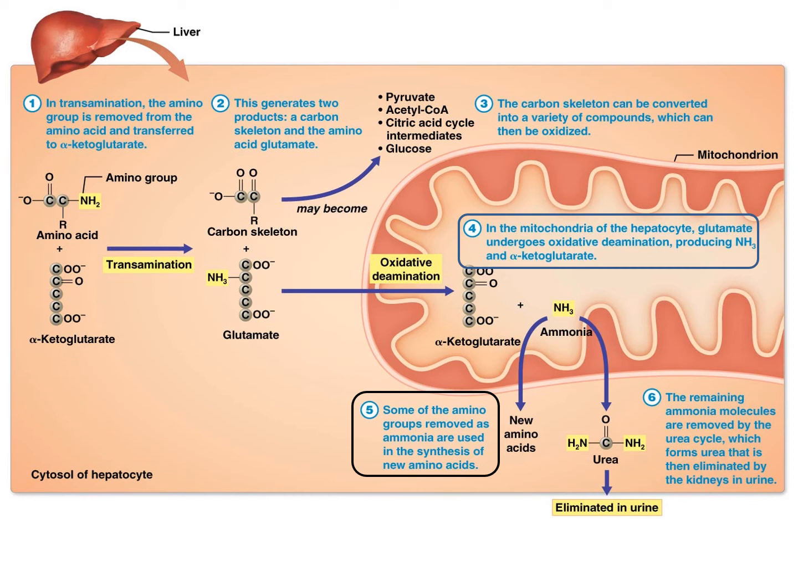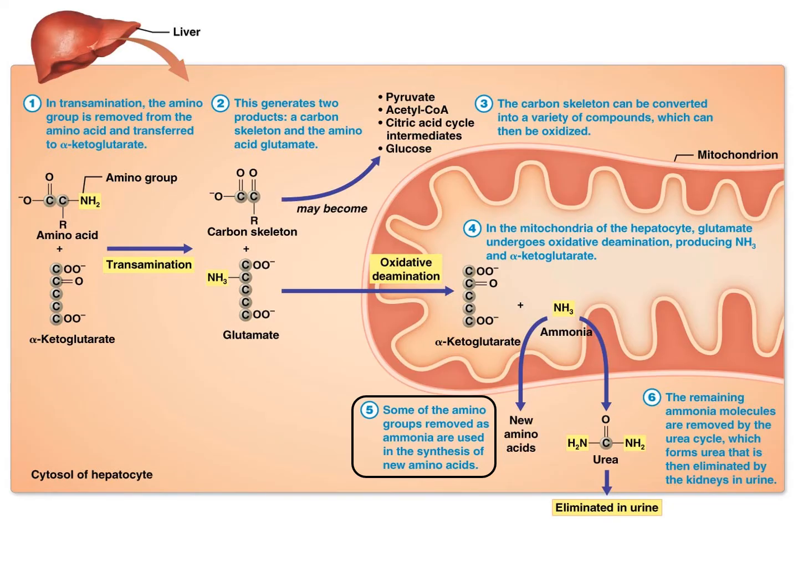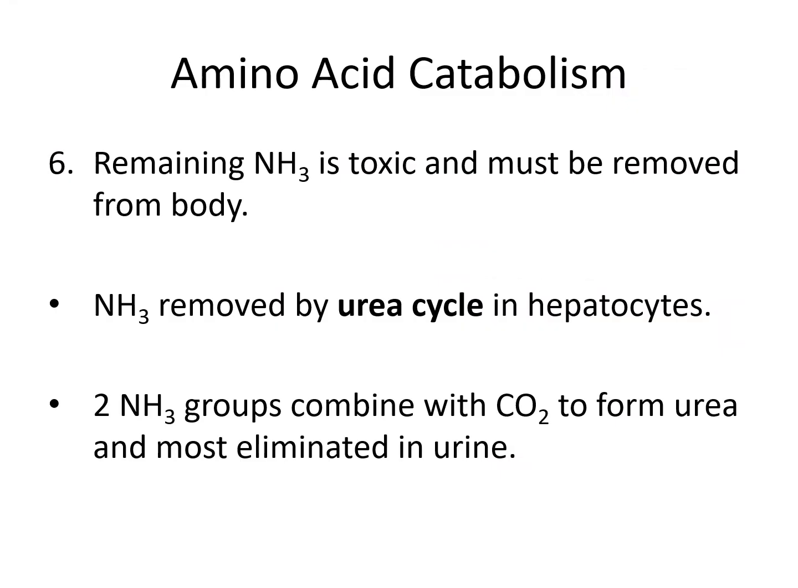Amino acids undergo oxidative deamination in the mitochondria. Some of the amino groups are used to make new amino acids. Some amino groups are removed as ammonia to form new amino acids, and others, because the ammonia is toxic, enter what's called the urea cycle to remove the toxicity.